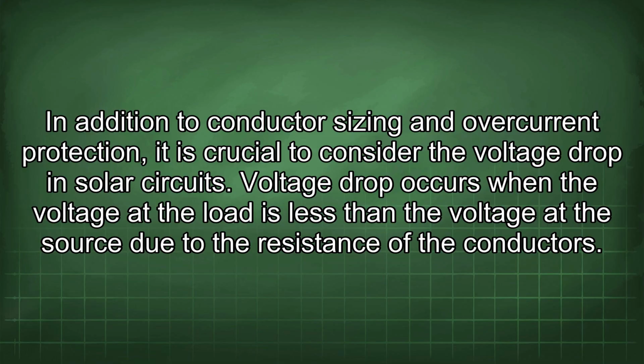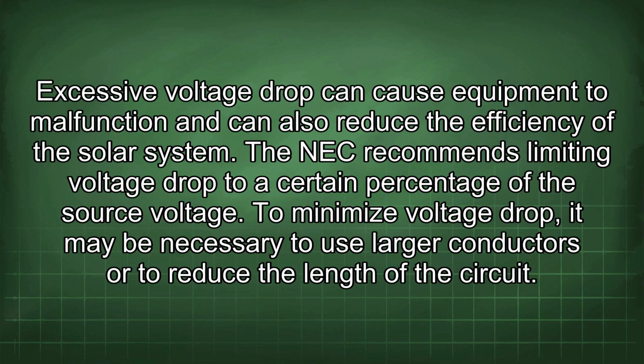solar circuits. Voltage drop occurs when the voltage at the load is less than the voltage at the source due to the resistance of the conductors. Excessive voltage drop can cause equipment to malfunction and can also reduce the efficiency of the solar system. The NEC recommends limiting voltage drop to a certain percentage of the source voltage. To minimize voltage drop, it may be necessary to use larger conductors or to reduce the length of the circuit.